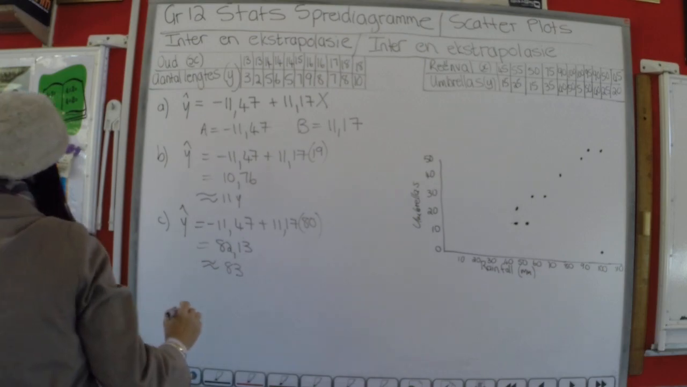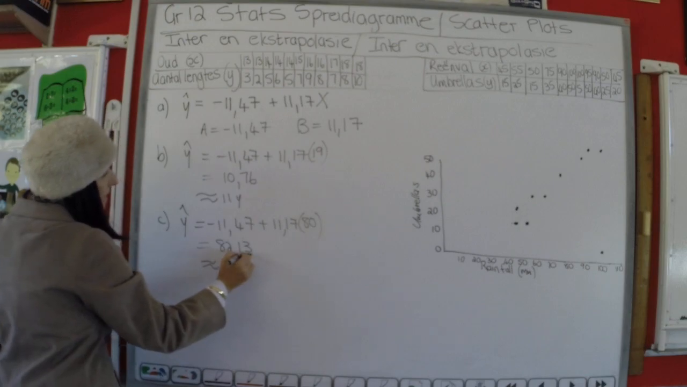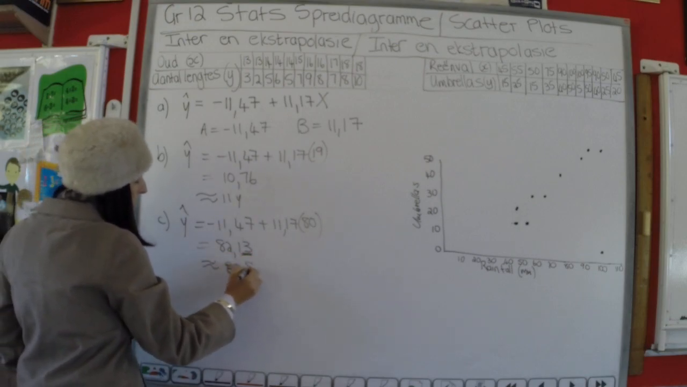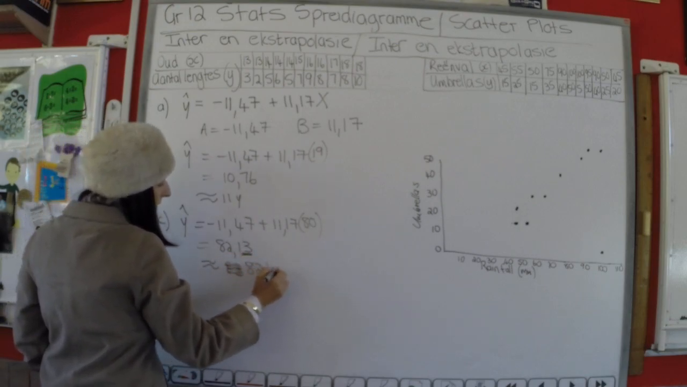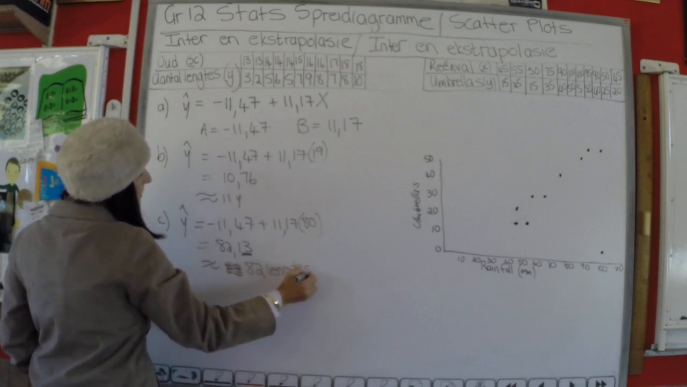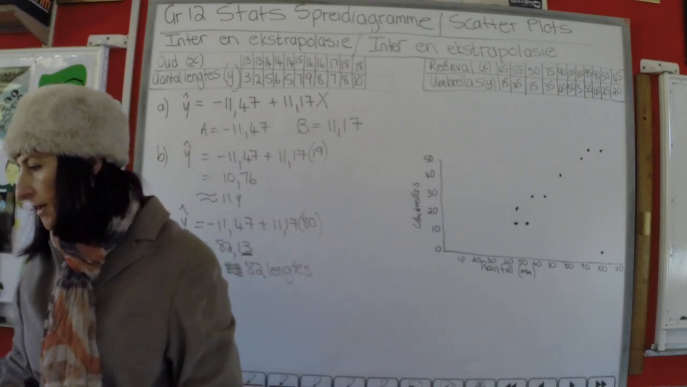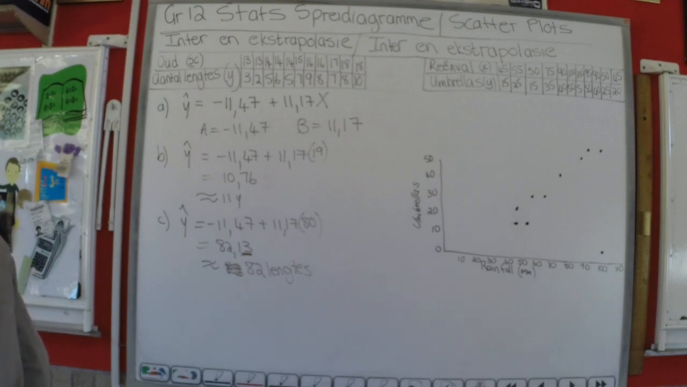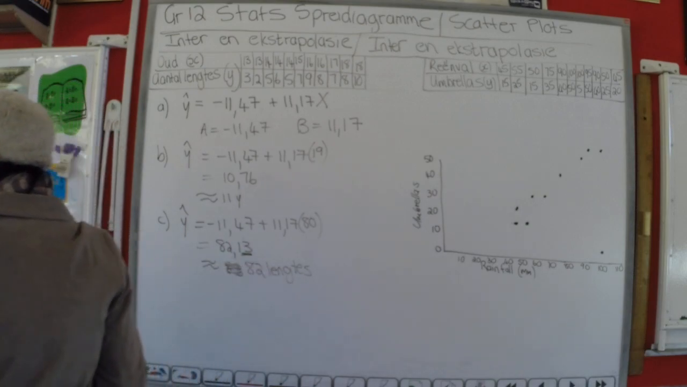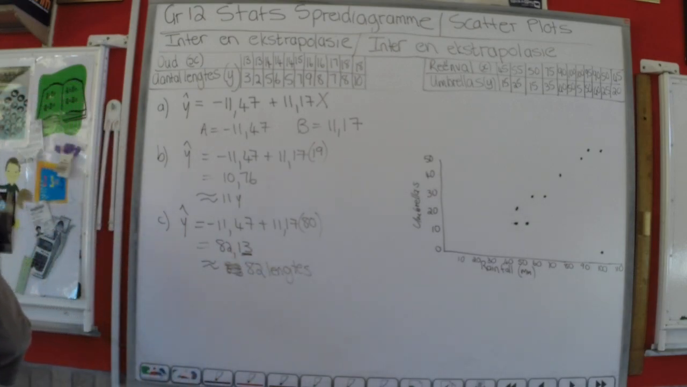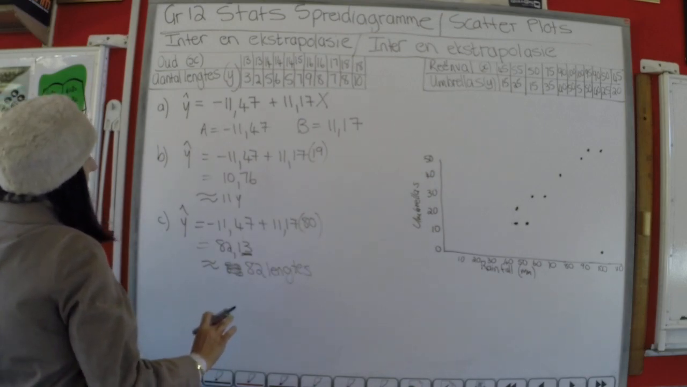Hulle het dit ondertoe afgerond omdat dit so 'n klein breekie is. 82 lengtes, ek dink in elk geval nie 'n 80-jarige sal dit kan maak nie. En daarom vra hulle, the last question they ask, is this reliable?